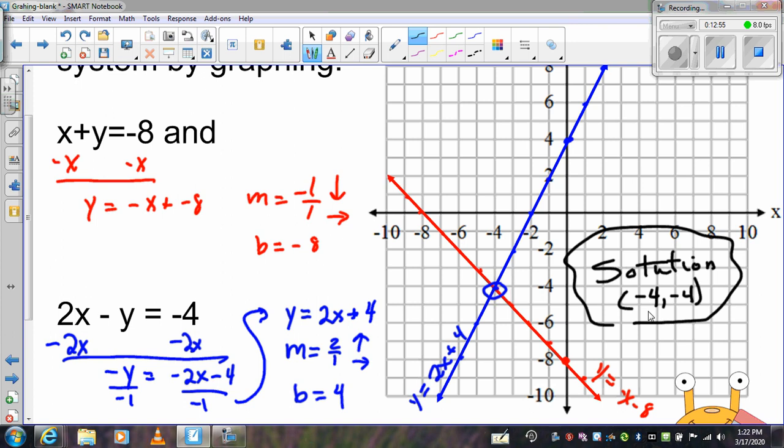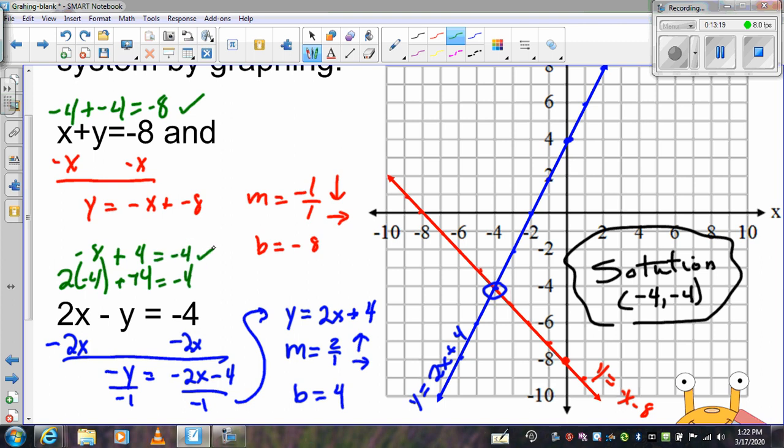Okay, if I want to do a quick check, let's see, negative 4 plus negative 4. Yep, that's negative 8. That works for me. 2 times negative 4 minus a negative 4 equals negative 4. Well, let's see, that would be negative 8 minus a minus is plus a plus. So negative 8 plus 4 equals negative 4. Yeah, that's true. So it works. I know I have the correct answer.